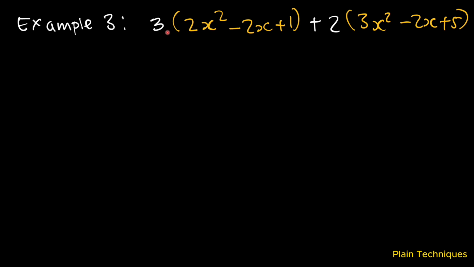Example number 3. We are going to do more or less how we approached example number 2. We do have brackets, so we're going to use the distributive law to simplify this part that has brackets. Let's go ahead. We know that positive multiplied by positive will give us a positive. I'm going to go ahead and write positive there.